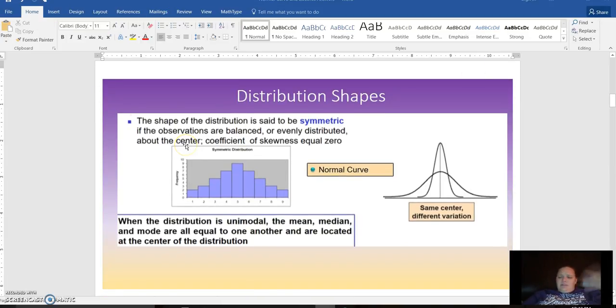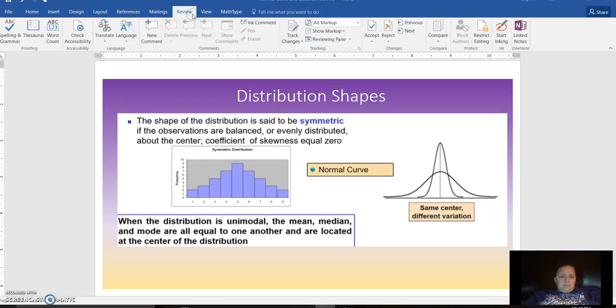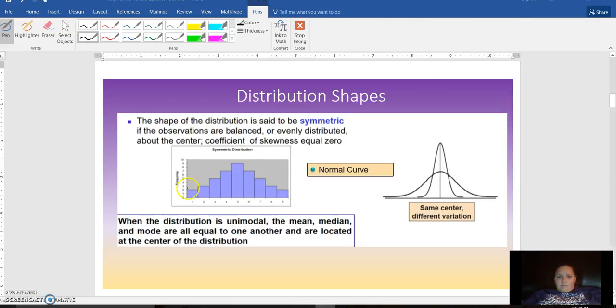All right, so there's several distribution shapes. There's three main ones, okay, that we're going to focus on.